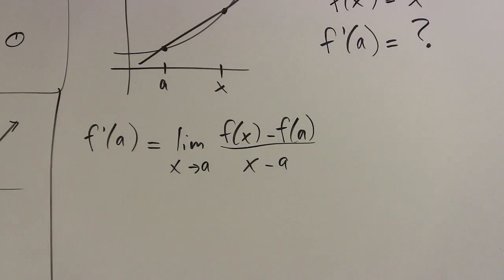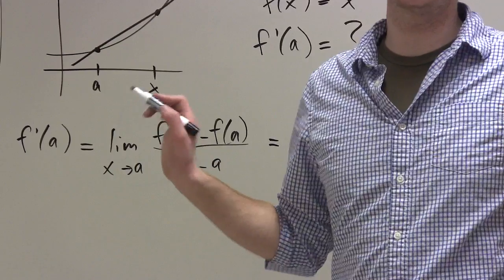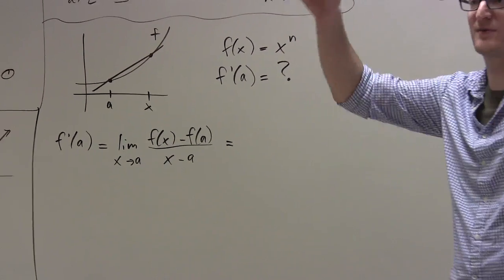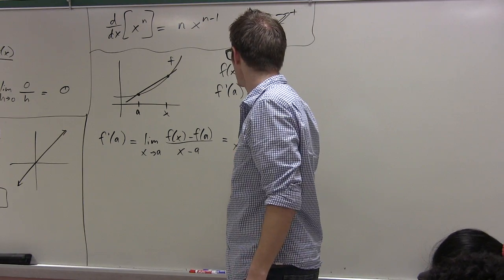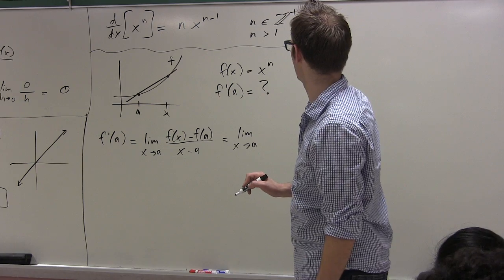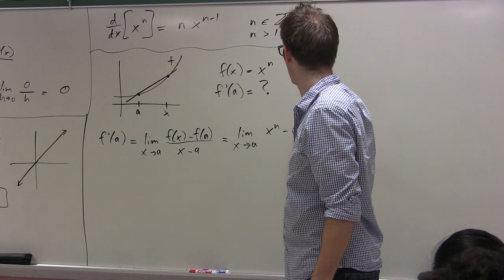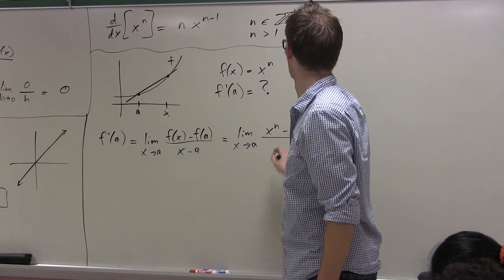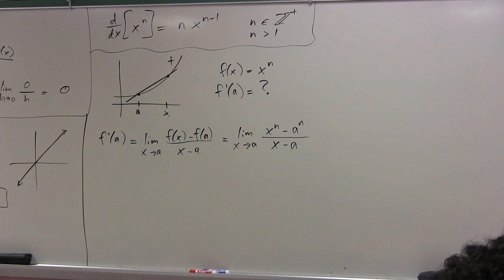All right, so what we end up with is something very, very different than the proof that we did last class, right? The proof last class involved the binomial theorem, you know, blah, blah, blah. Here, it turns out that what I'm trying to do is the limit as x approaches a of x to the n minus a to the n over x minus a. All right, so what's that? You guys have any thoughts about that?